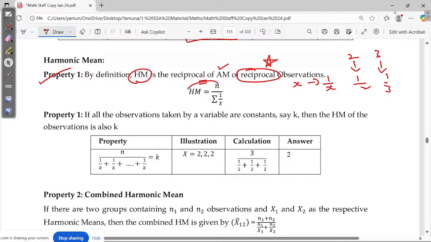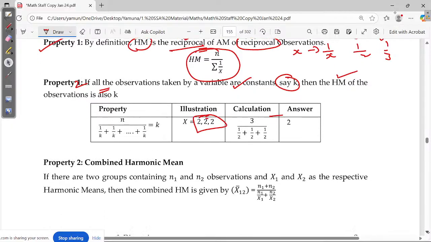And not only that, the formula also is reciprocated. So you'll get two words of reciprocation. One is reciprocating the arithmetic mean formula. Another is reciprocating the observation itself. We have to be very careful. Property number 2: if all the observations are taken by a variable of constant, say k, then the harmonic mean is also constant.